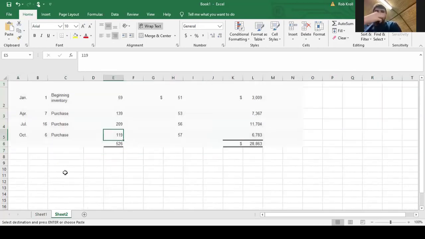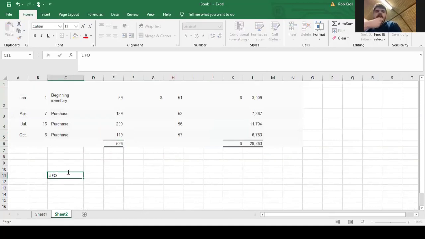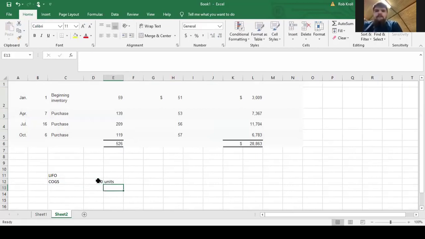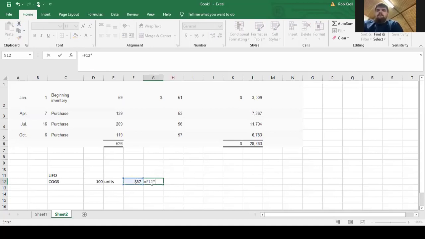So all we're going to have to do for LIFO, when we calculate the cost of goods sold, is remember we said we sold 100 units. But they would be multiplied by this 57 down here at the bottom, right? That's how we work LIFO. We go from the bottom up. It's the last purchase. So my total for cost of goods sold on LIFO is 5,700.